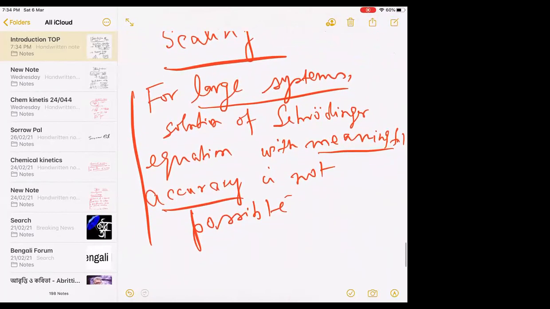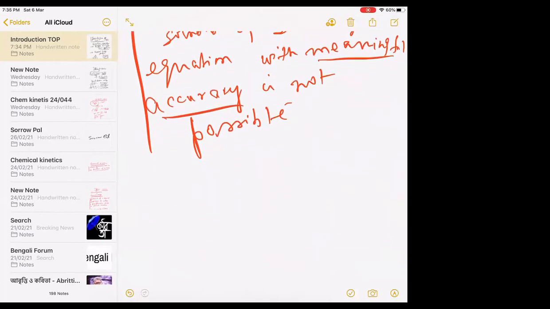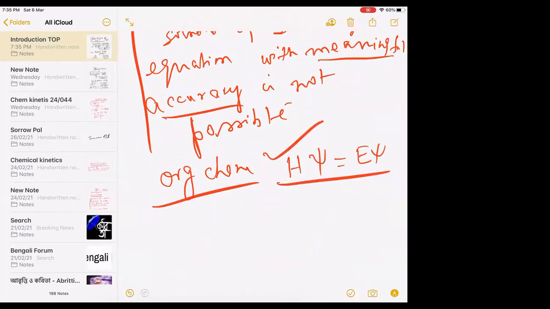This approach of solving H psi equal to E psi accurately is very good for small, medium-sized molecules. So for organic chemistry, which has reasonably small molecules, you may be able to solve H psi equal to E psi. It's possible. So for very simple organic molecules, organic reactions, thermochemistry or whatever, you may be able to do it. But for everything, I cannot do it.